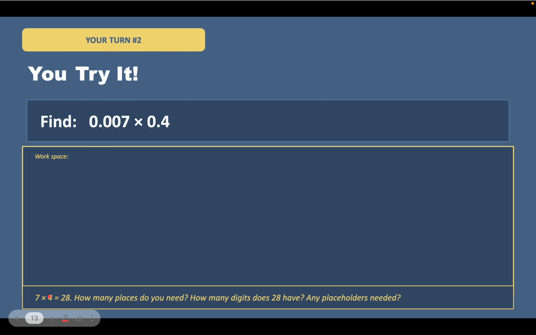Okay, so here's a hint. 7 times 4 is 28. How many places do we need? Well, we have 1, 2, 3, 4. We need 4 places. Our answer only has 2. So we're going to need 2 more places. We're going to need 2 zeros as placeholders. And then our decimal point and a leading 0 in our ones place.